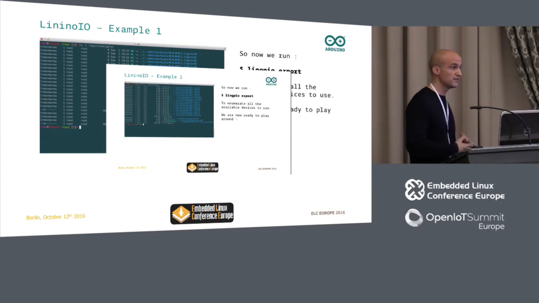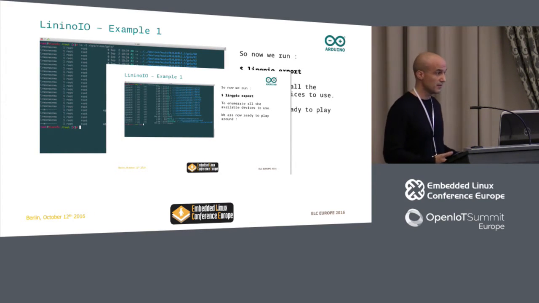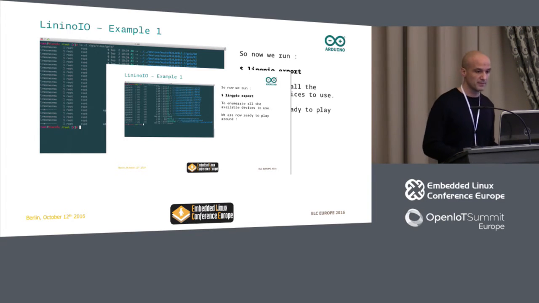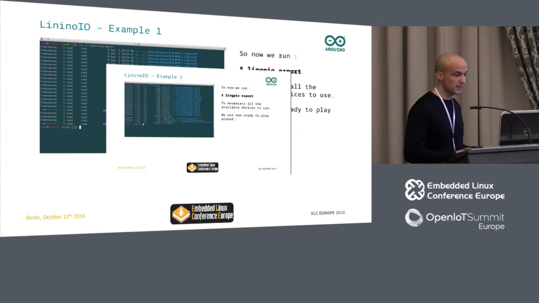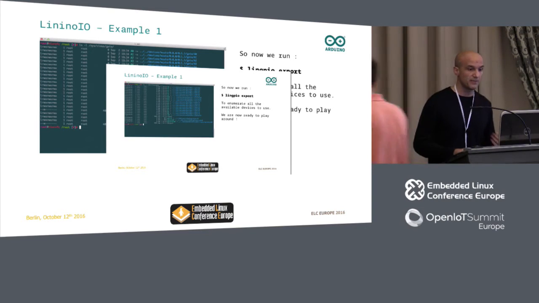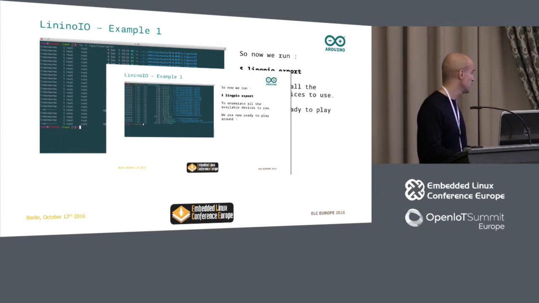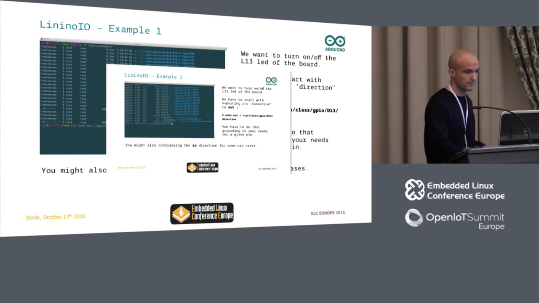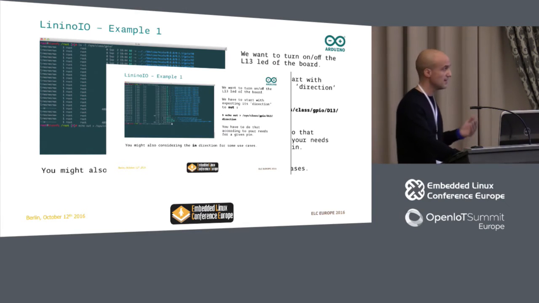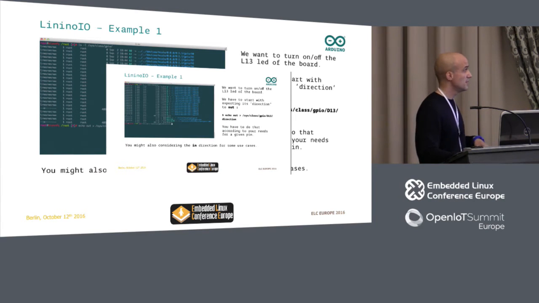But to fully leverage all the GPIOs, all the devices of the MCU, we have to export them. So run again lin-gpio export to enumerate all the available devices. And now we are ready to play around. So just like I said, we want to turn on the L13 LED. So before that, just export it and set the direction to out.